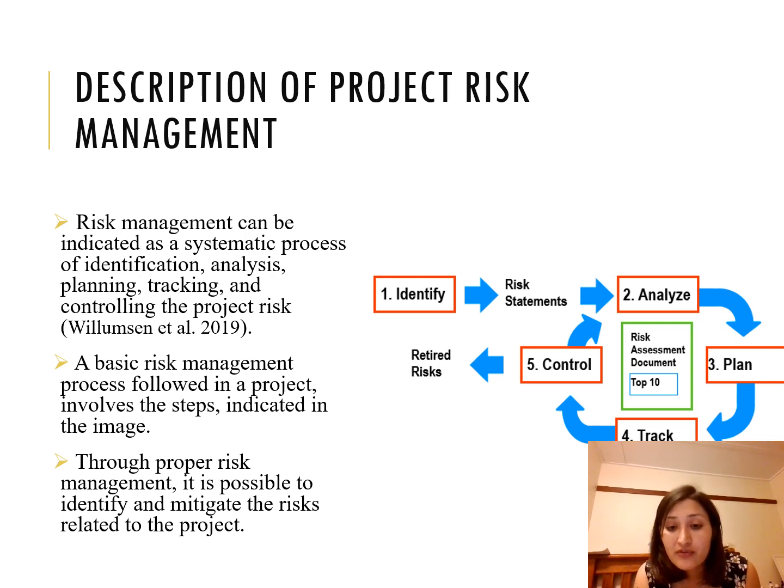First, we have to identify the risk. After identifying the risks, we have to analyze and plan accordingly. After planning, we have to track the risk and control it. A basic risk management process followed in a project involves the steps indicated in the image. Through proper risk management, it is possible to identify and mitigate the risks related to the project. Risk control proves to be an important step to manage the retired risks.